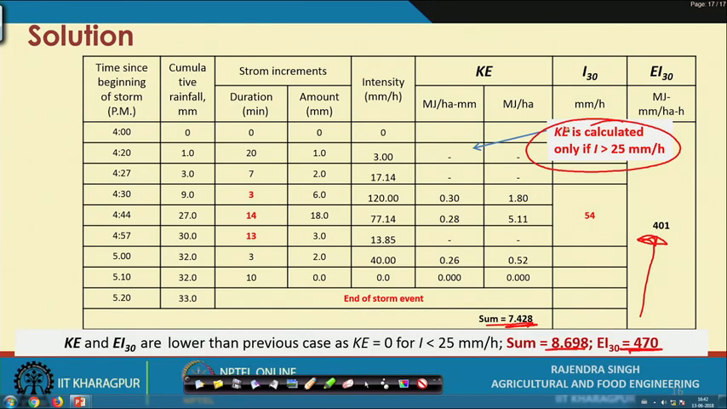So, that is the only difference here. So, two methods. This method is said to be more suitable for tropical storms or tropical regions. Here we neglect the rainfall durations with intensities less than 25 mm per hour when calculating the rainfall erosivity. That is the only difference. Otherwise, procedurally we saw more or less both methods act in a similar fashion.